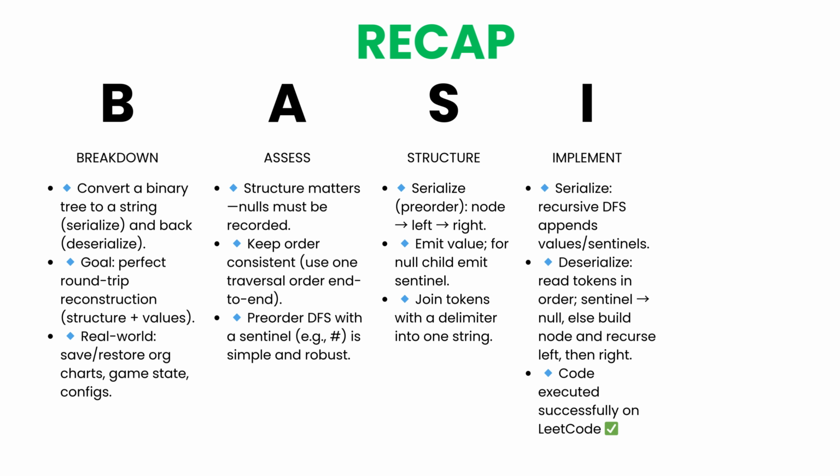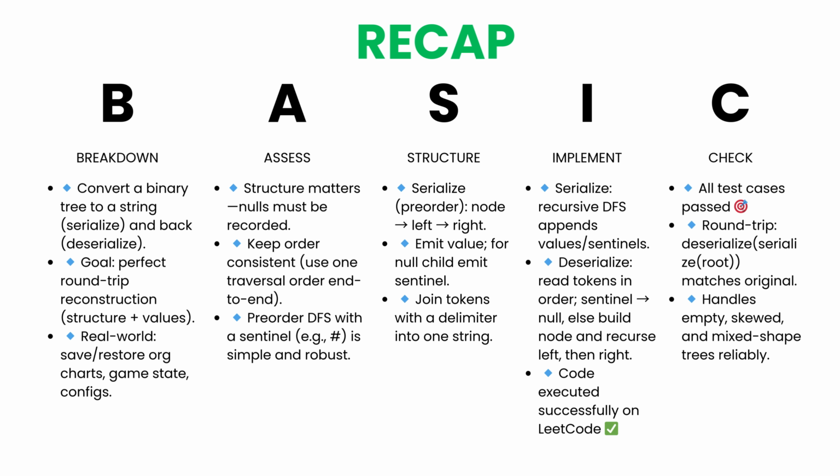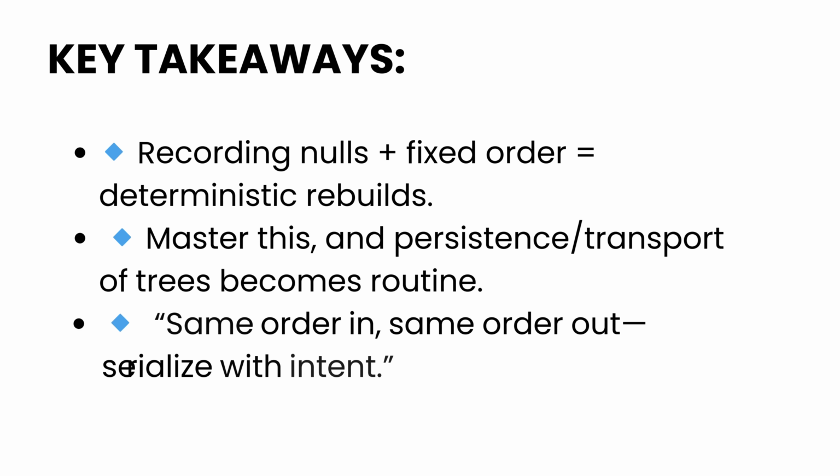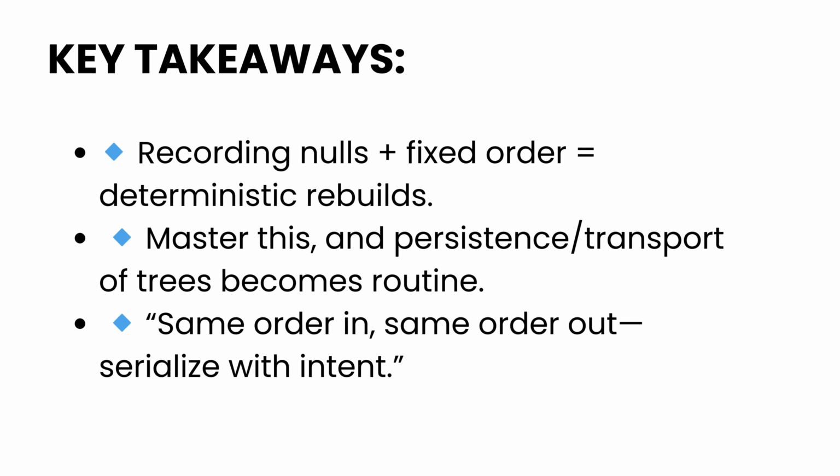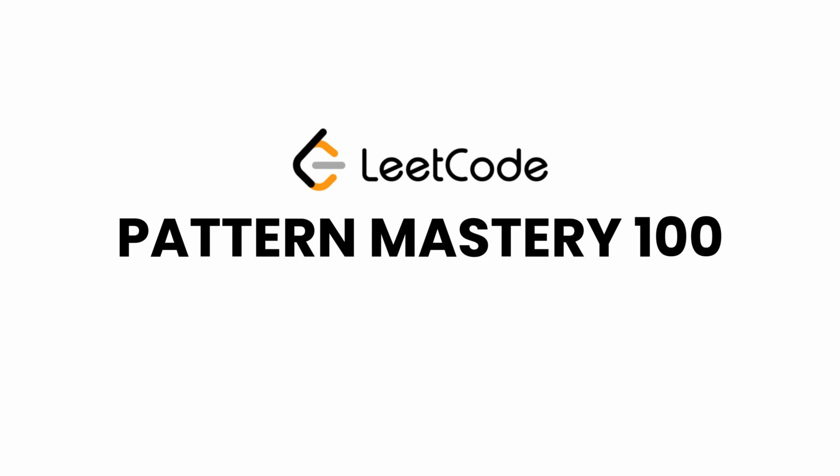We followed that plan end-to-end and ran the solution on LeetCode: clean execution, no errors. In tests, strings like 1, 2, hash, 3, 4, hash, 5, hash reconstructed the exact original tree, and edge cases, like an empty tree, were handled correctly. All test cases passed. The takeaway: structure must be encoded, not inferred. Pair a fixed traversal order with explicit null markers, and you'll reliably serialize complex trees in interviews and production systems alike.